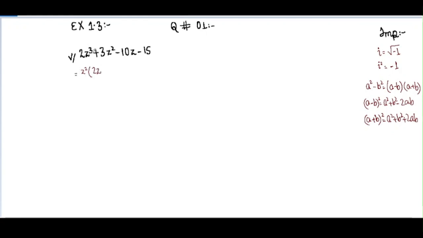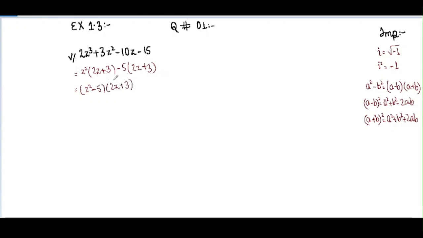Now z square into z gives us z cube, so we can write it here like this, and plus 3z square is taken as common. So plus 3 minus 5 into 2z plus 3, since minus into minus is plus, and 5 3s are 15. Now we are going to write it as z square minus 5 into 2z plus 3.